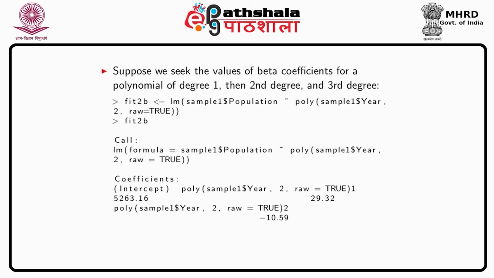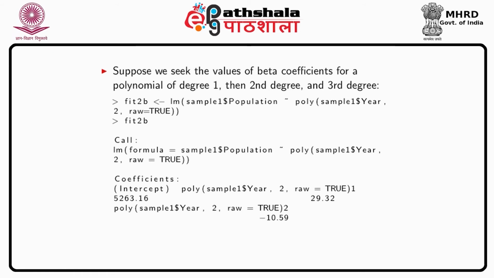And the regression coefficient estimates have the same interpretation as before, in the sense that if you look at the output, the intercept has an estimate of 5263.16. So in the absence of all the covariates or the explanatory variables x, this is the mean value of y. Now for the first coefficient of x, we have the estimate as 29.32, which means if we change x by 1 unit, then y changes by 29.32 units.